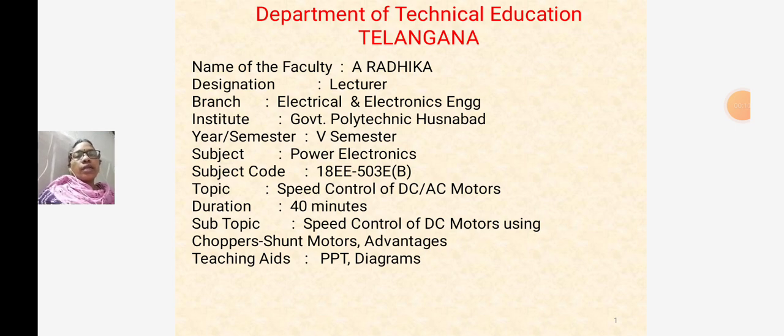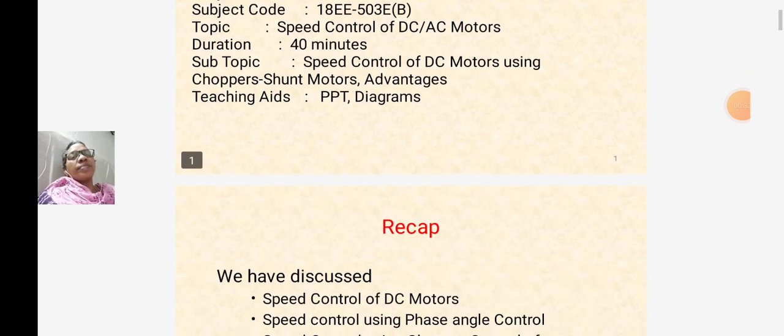In previous classes, we discussed many topics in power electronics. But today, we are going to discuss the speed control of DC or AC motors. Under this, we are going to discuss speed control of DC shunt motors using choppers, and also we will discuss the advantages.